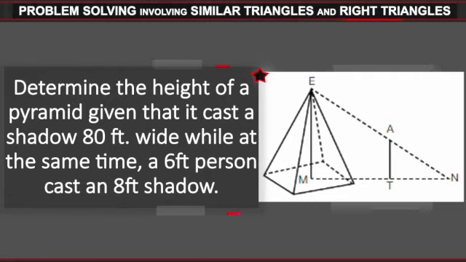That is the measurement of the ladder. Next, problem. Okay, this one is also problem solving involving similar triangles and right triangles. Determine the height of the pyramid, given that it casts a shadow of 80 feet wide, while at the same time, a 6 feet person casts an 8 feet shadow. So, how about this one?